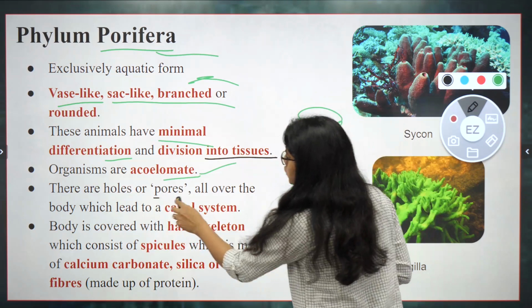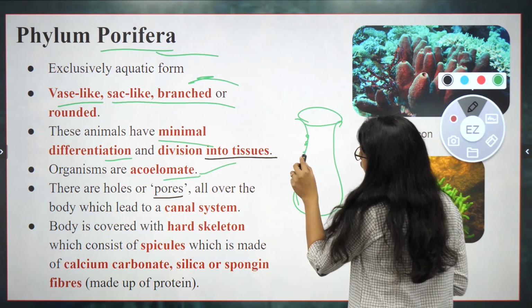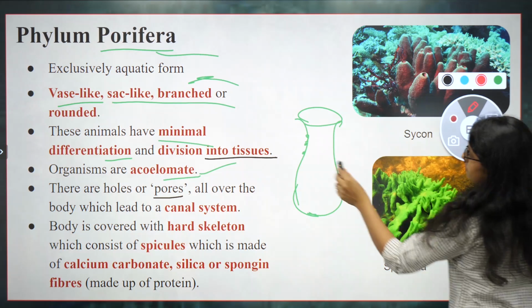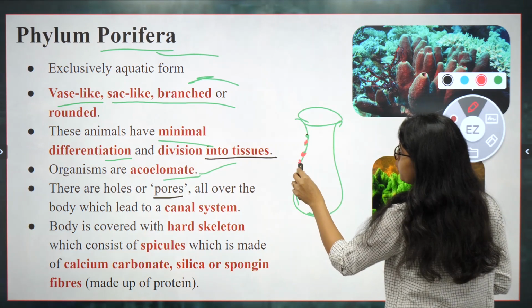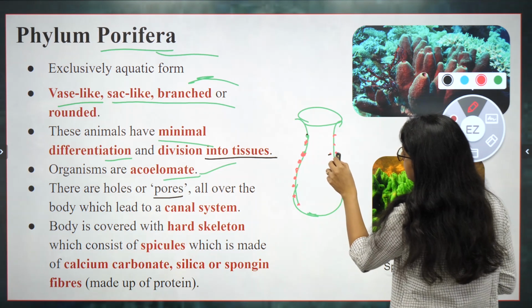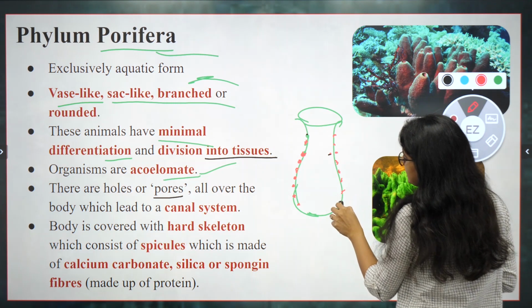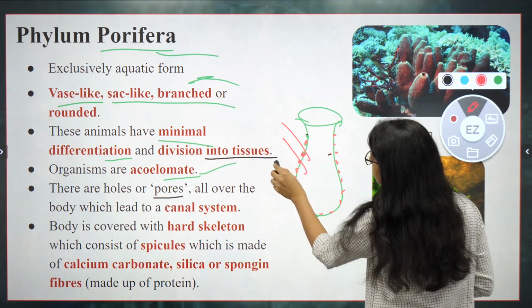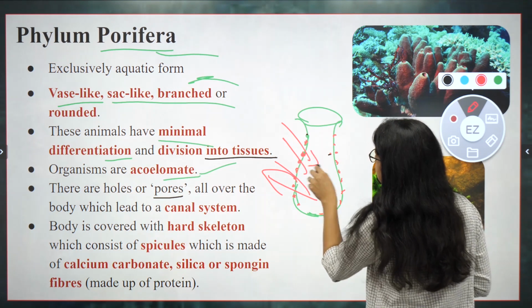They have pores. A very important feature of these is that they have pores on their body, everyone. They have pores on their body, basically through which what happens? Water can come in and move out.